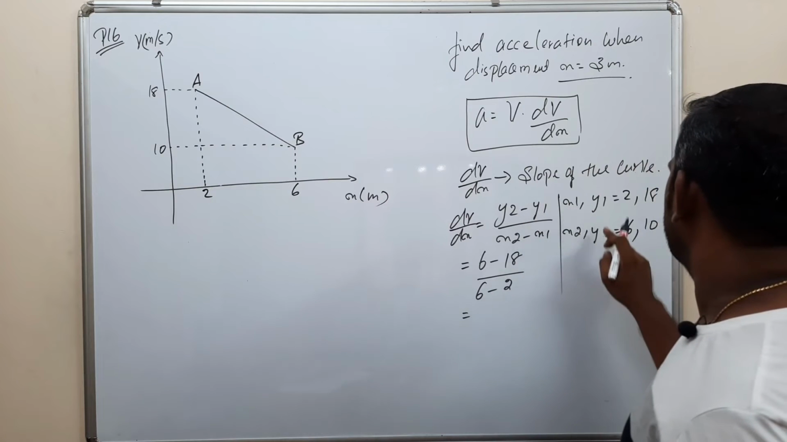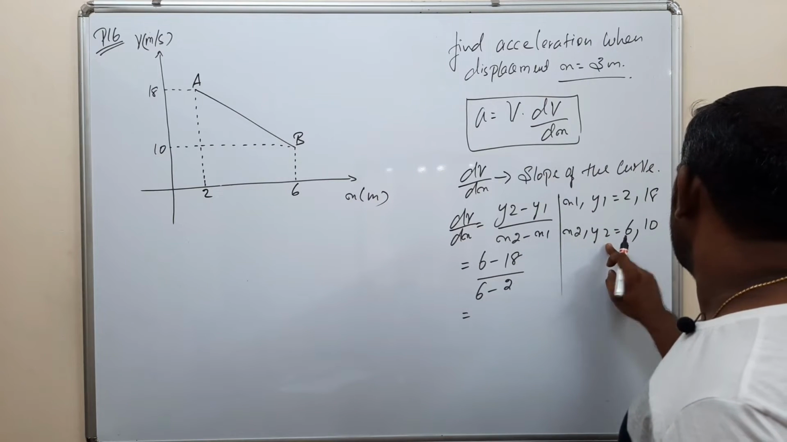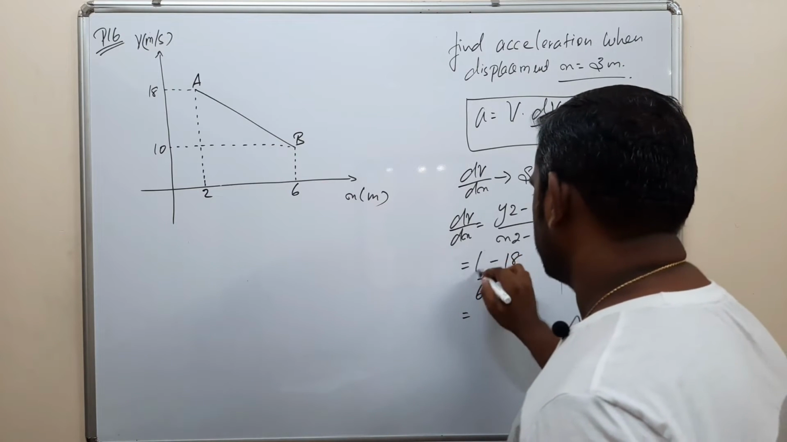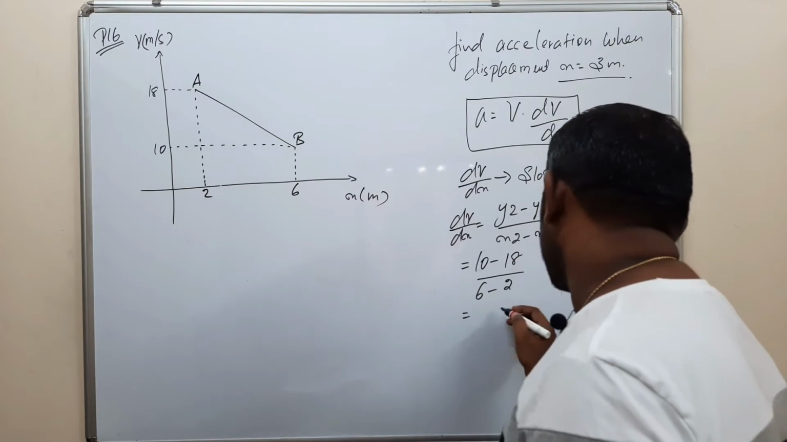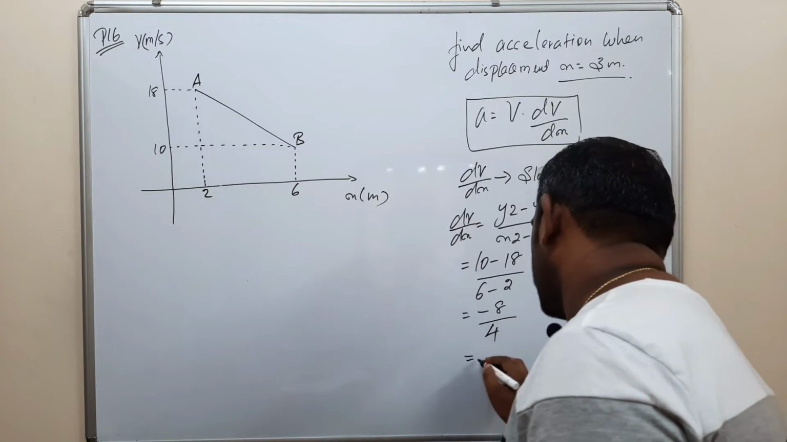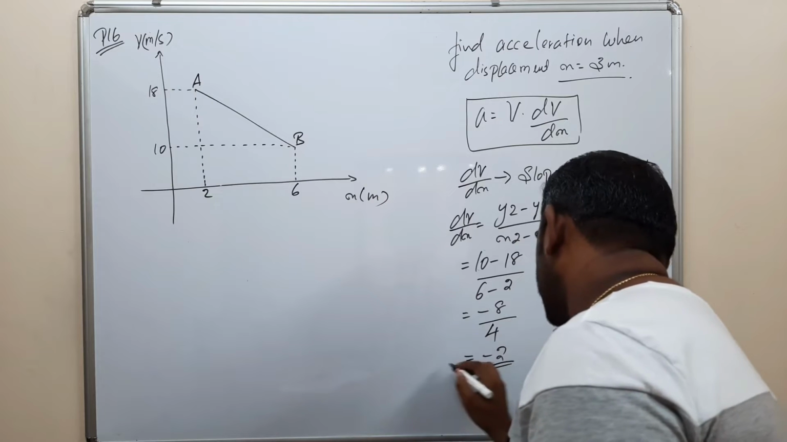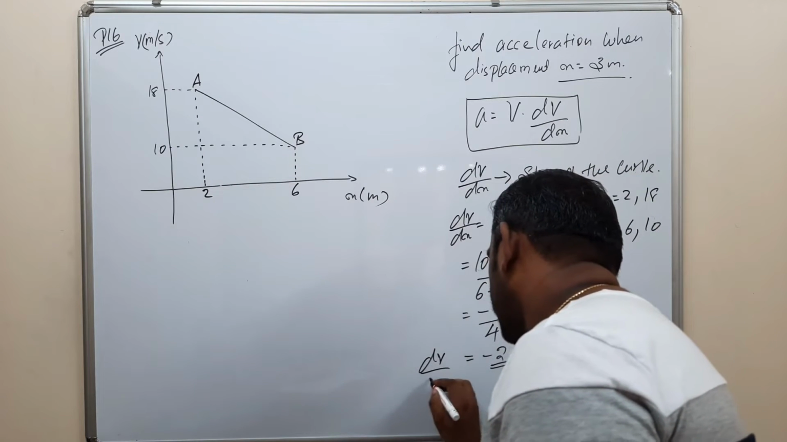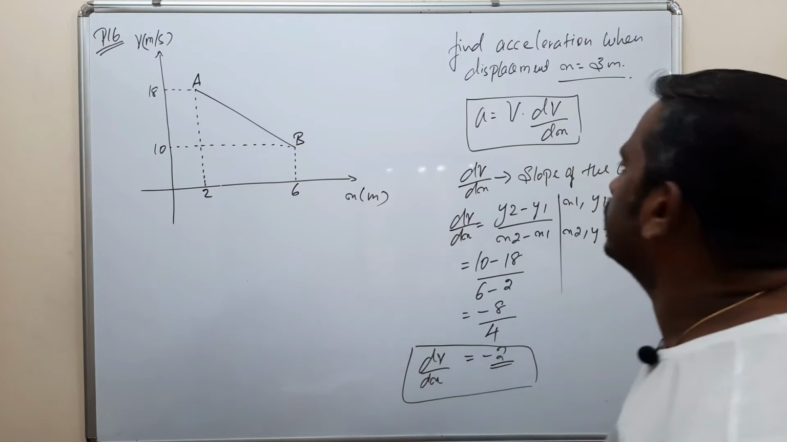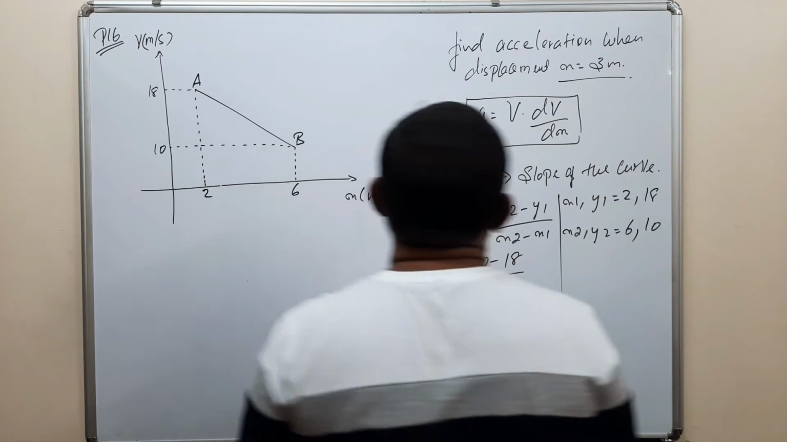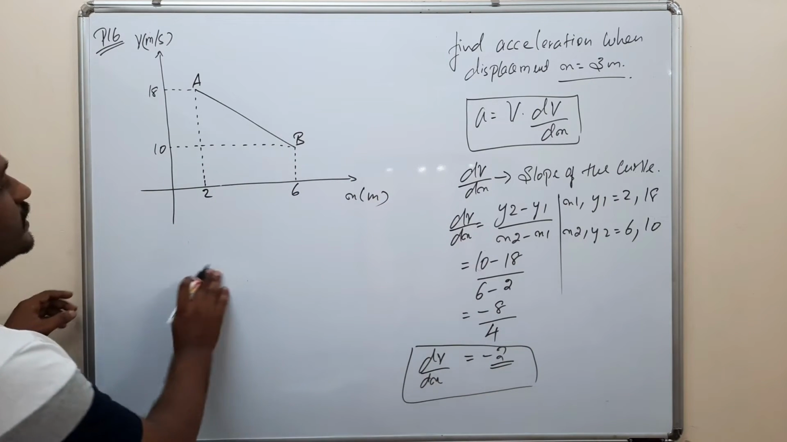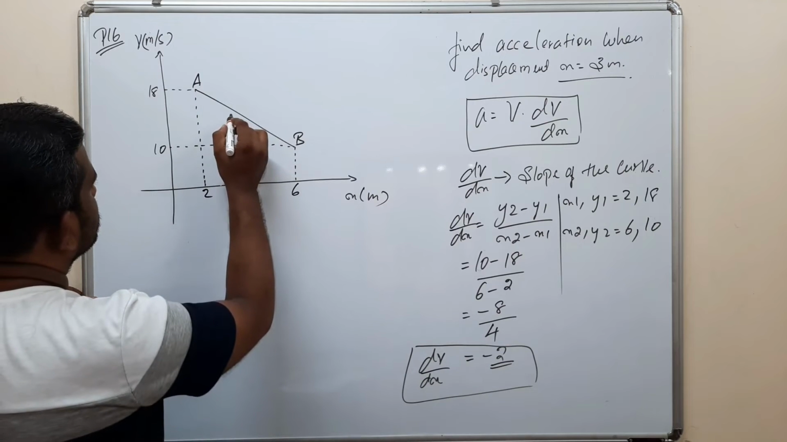y2 is 10, so 10 minus 18 is minus 8, divided by 4, which is equal to minus 2. So dv by dx is equal to minus 2. Now what is v? v is the velocity corresponding to the displacement of 3 meters.